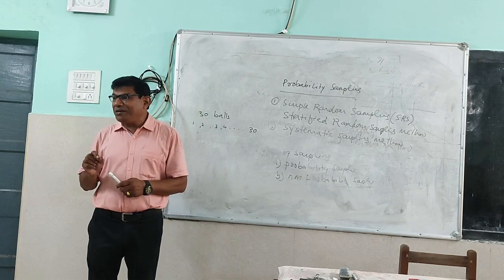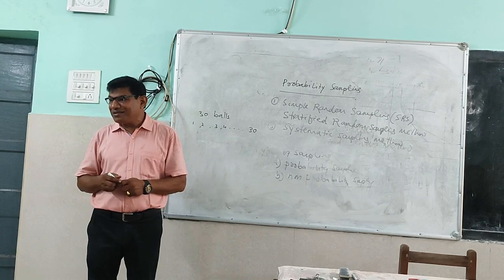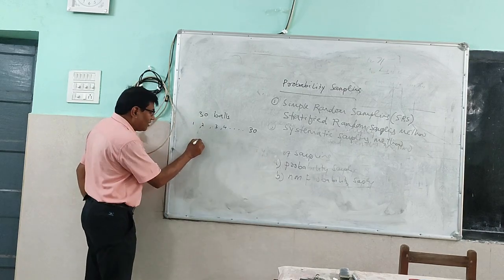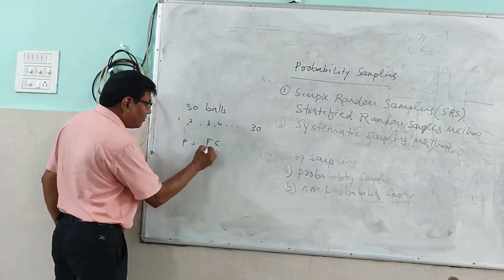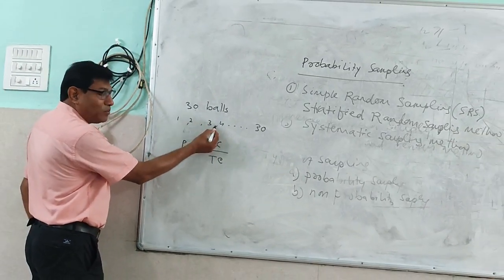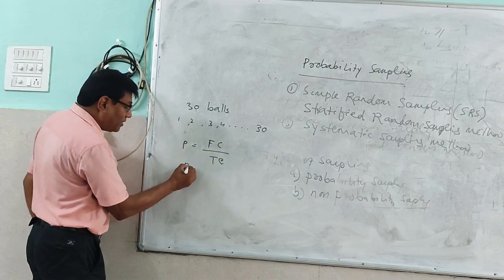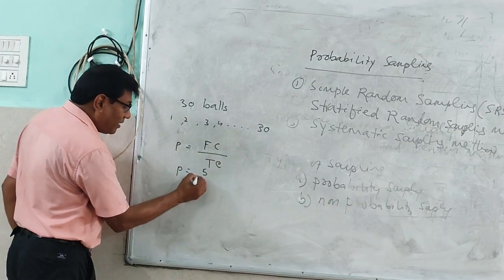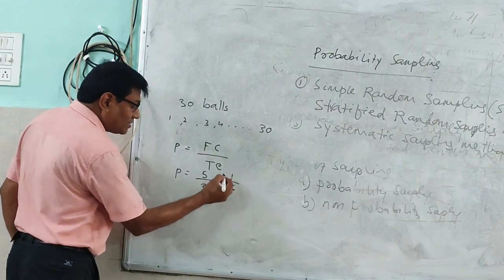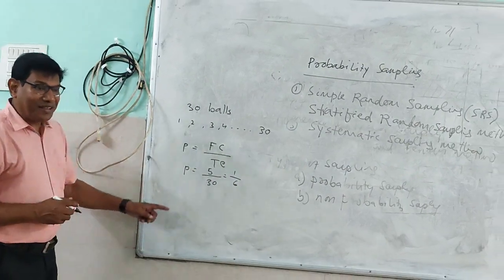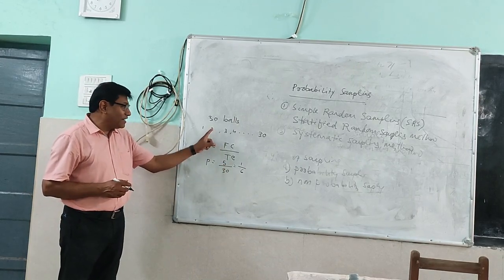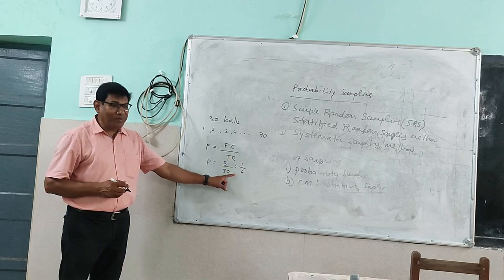So what is the probability of one ball being drawn? I told you how to calculate probability. Probability means favorable cases divided by total cases. So there are 30 balls, and you have to draw 5 balls. So what will the probability be here? 5 divided by 30. It will be 1 by 6. That means the probability of every ball being selected in the sample is 1 by 6.